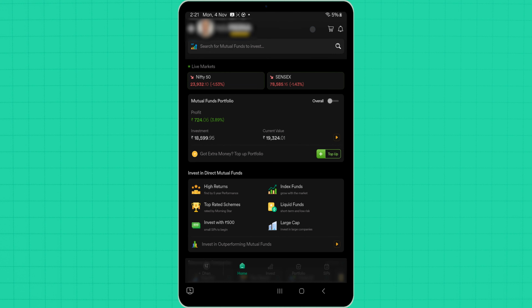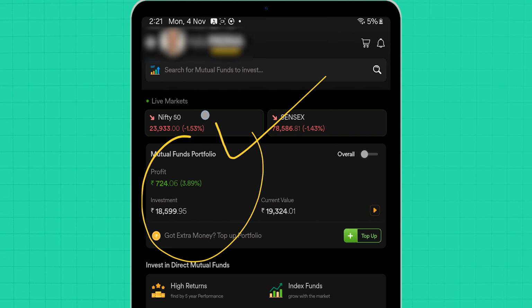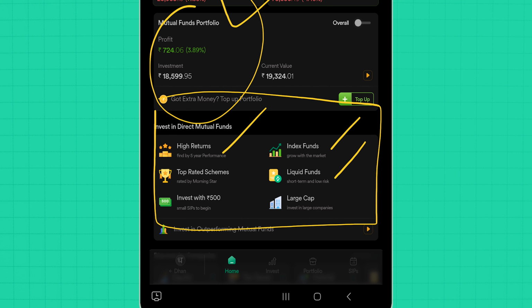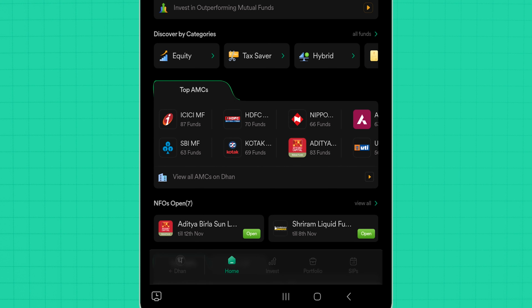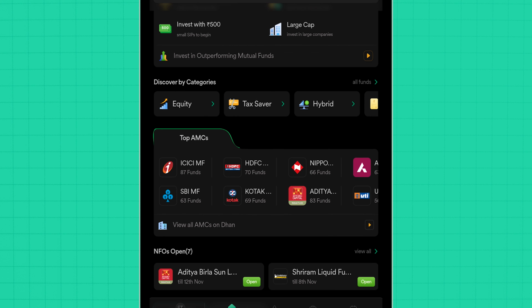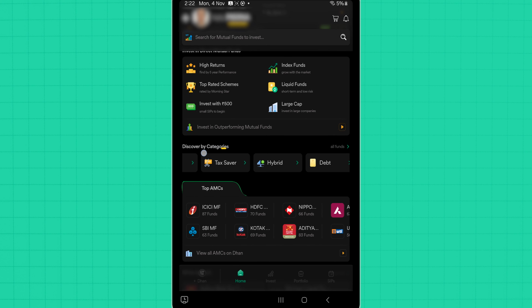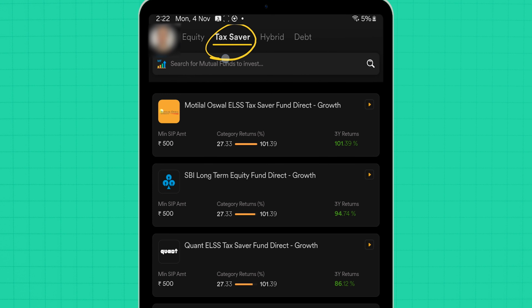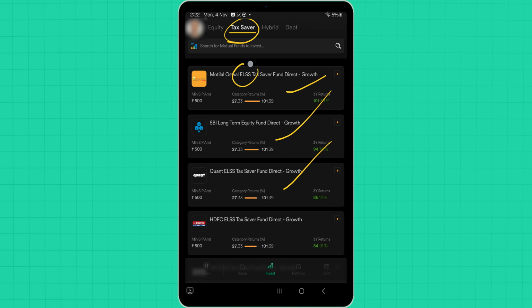And within mutual funds, I have live markets over here. I have a snapshot of my portfolio here. There are certain options over here like high returns index, liquid funds. But I'm going to scroll down and come to something called categories. Now, there are 4 categories here: equities, tax saver, hybrid, and debt. I can see tax saver over here, which is basically ELSS funds. The moment I enter the tax saver section, you can see the funds listed either have ELSS in the name or they have long-term equity listed, which says that this is a tax saver fund, which is basically an ELSS fund.